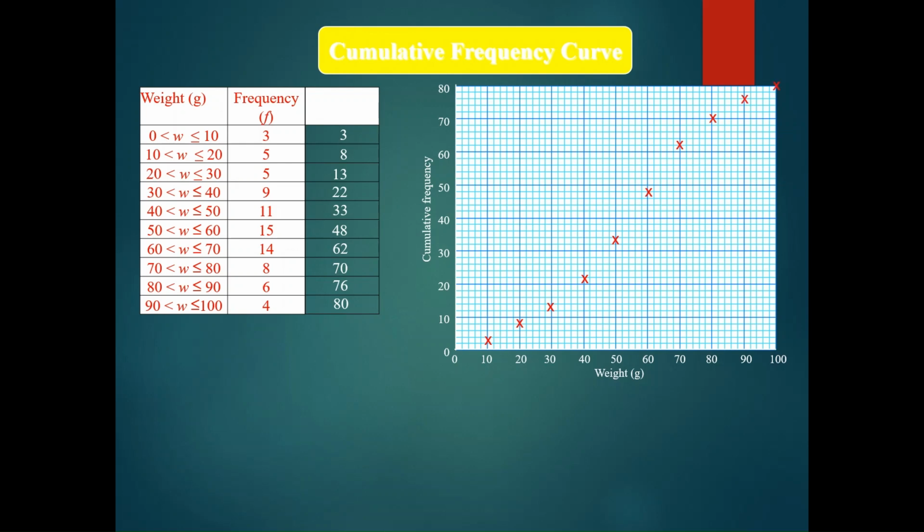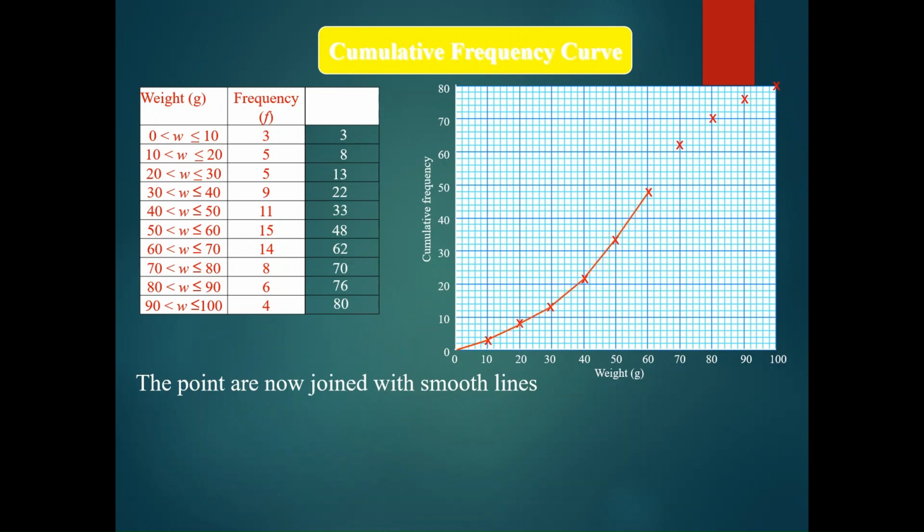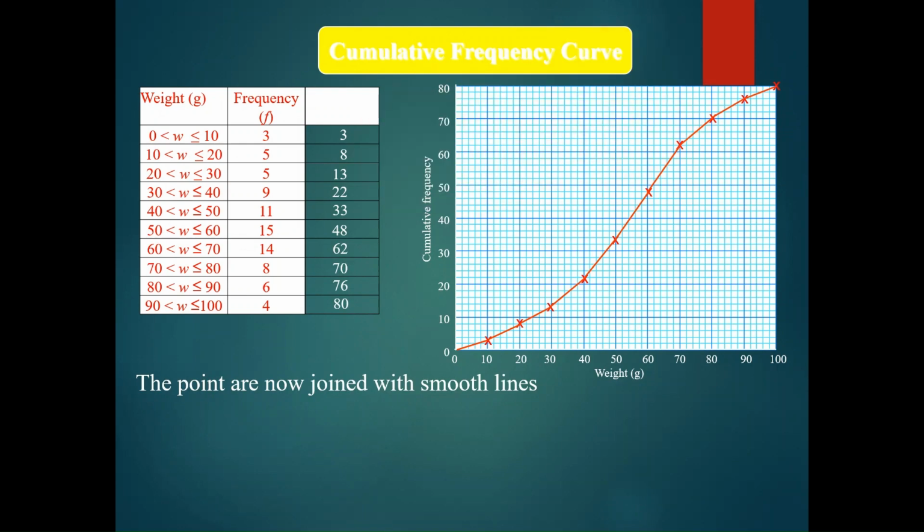Okay. Now that we have plotted all the points, all we have to do is draw a simple curve. The points are now joined with smooth lines, which basically means you're supposed to draw smooth lines freehand. The line always starts at the bottom of the first interval, which is the origin, 0, 0, and then we move on to draw the graph. As you can see, we have to draw it with a very smooth, free hand. And don't forget that this is not supposed to be done with a ruler. The resulting graph should look like this.